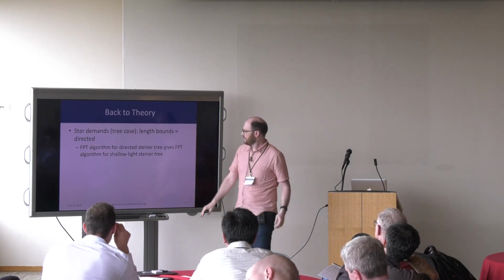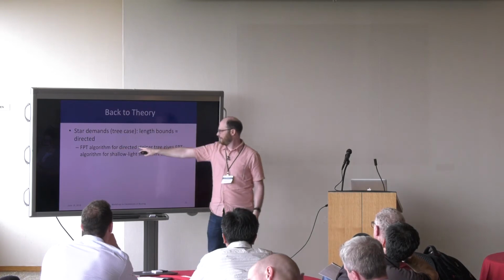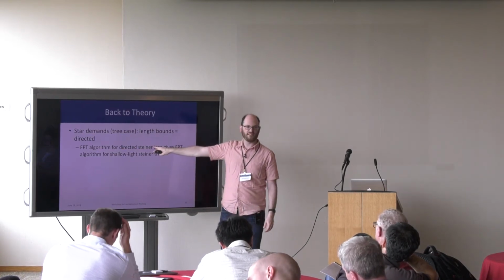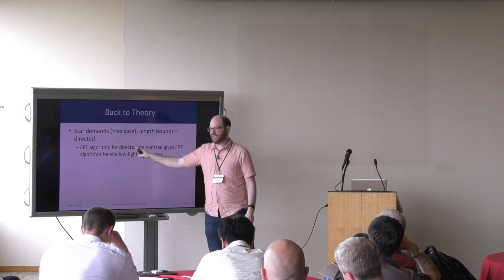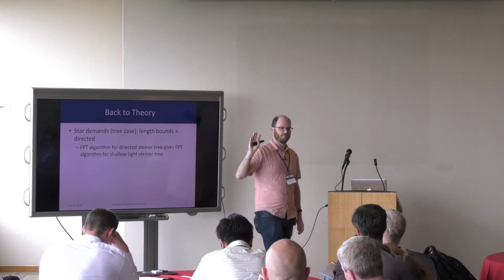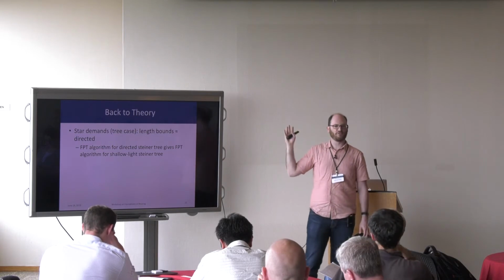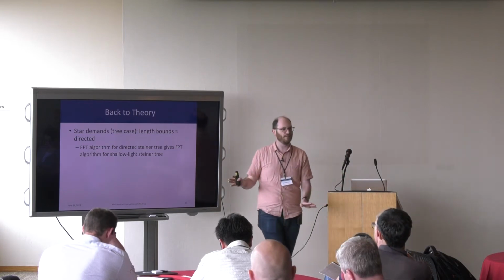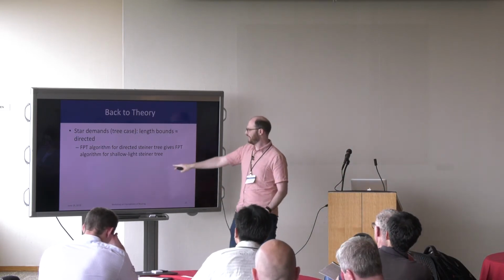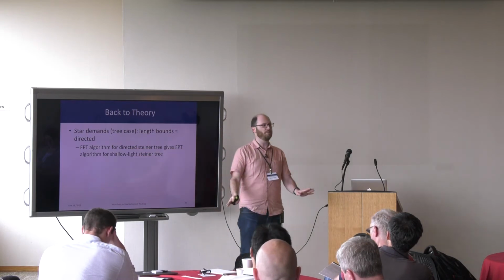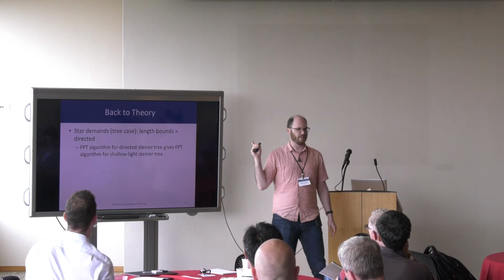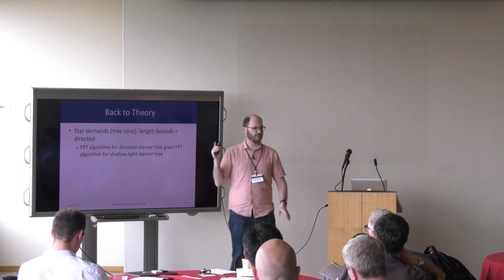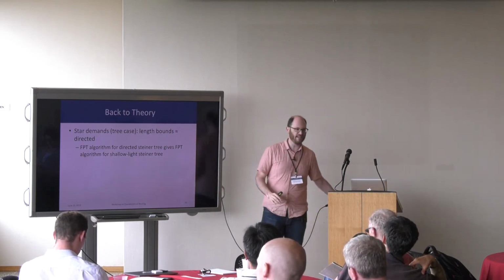So what this means is I can take an FPT algorithm for the directed Steiner tree problem, which exists, and I can just use that for a shallow light Steiner tree via this relatively standard transformation that's not super interesting, so I'm not going to spend time talking about it. I'll say directed Steiner tree was one of the first problems that people developed fixed parameter tractable algorithms for. This is Dreyfus and Wagner in the 70s. So this is a classical FPT algorithm.